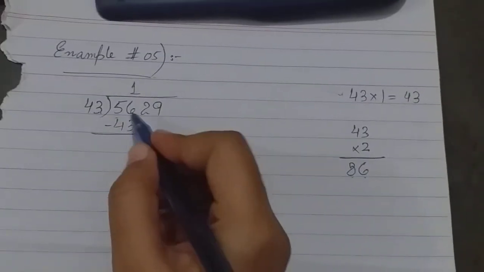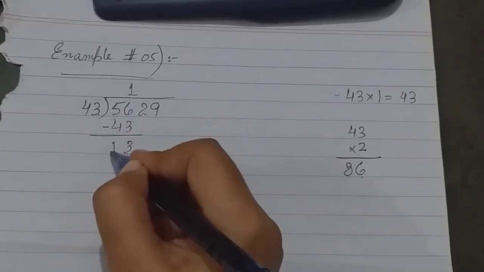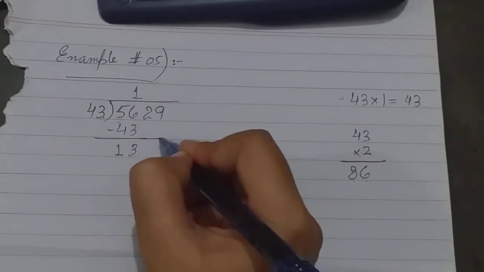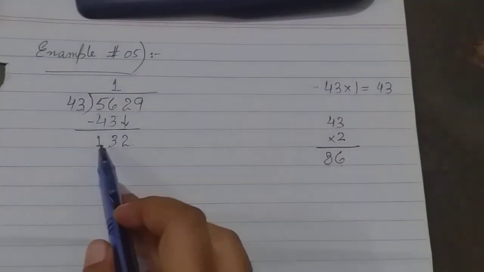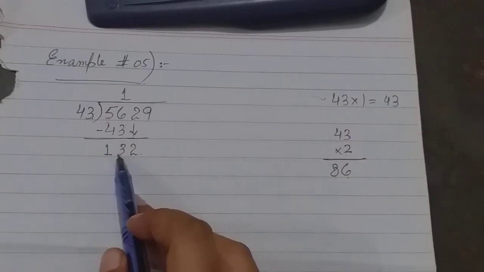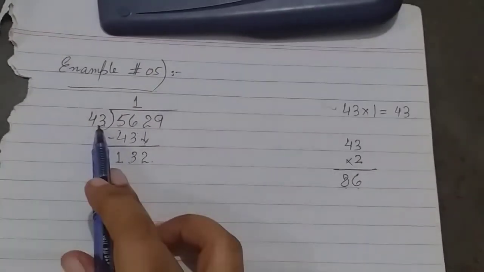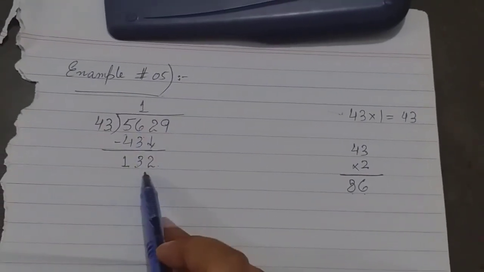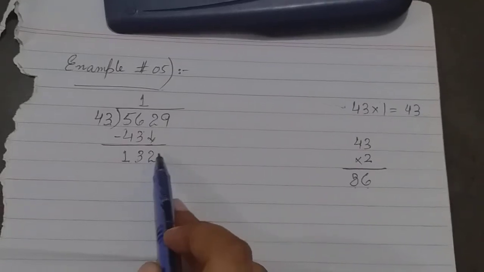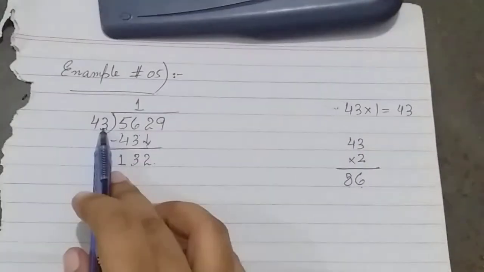And now step number 3 is subtraction. 6 minus 3 is 3 and 5 minus 4 is 1. After subtraction we will bring down the next digit, that is 2. Now after bringing down, this number becomes 132. 132 is greater than 43, so we don't need to put the 0 in the quotient. We will move towards step number 2 because this number is greater than our divisor.